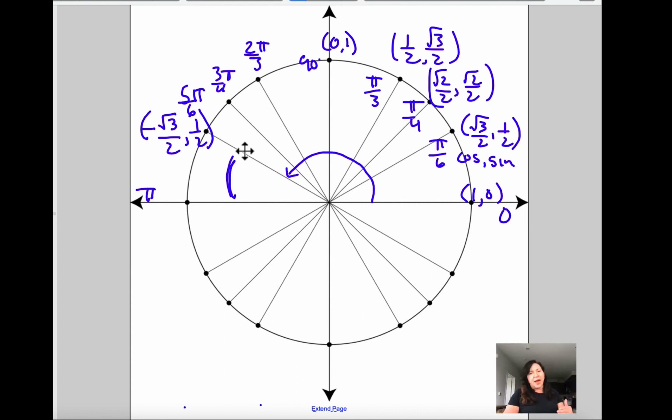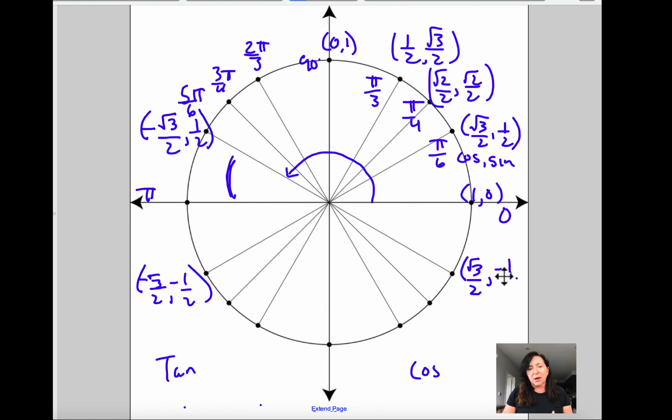Review that and even listen to the songs that we sang in class because those are really important that you know all the way around. In this quadrant down here, only tangent is positive, because sine and cosine are both negative. So this point would be (negative root 3 over 2, negative 1/2), etc. And in the right side, only cosine is positive, and its reciprocal function, secant, in this quadrant. All of the cosine values would be positive, so root 3 over 2, but all of the sine values would be negative, so all the way around.